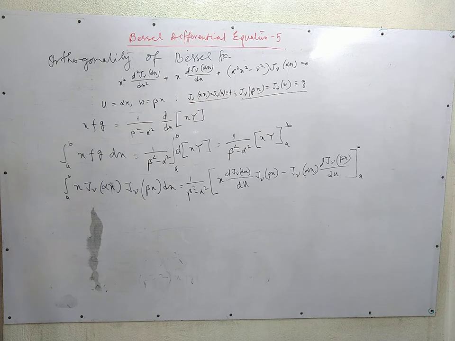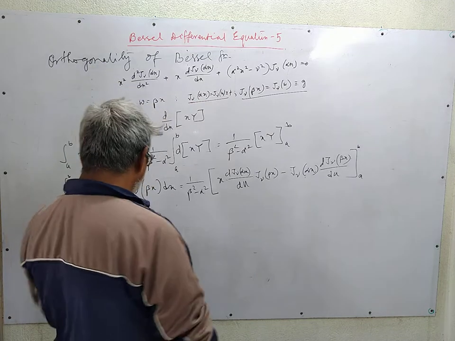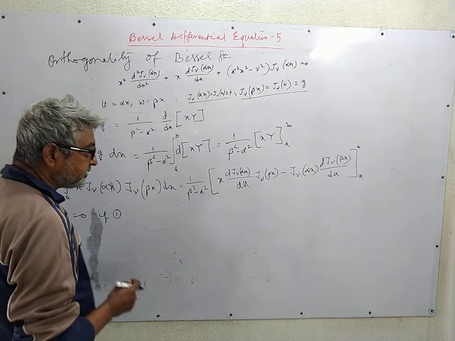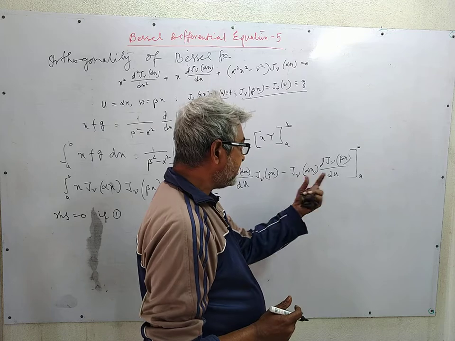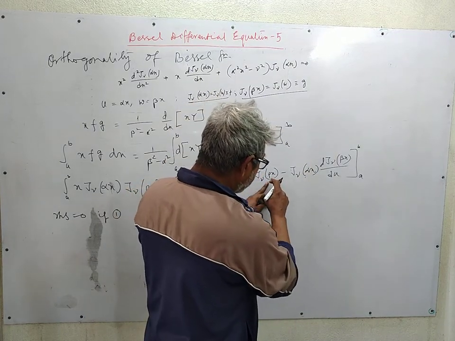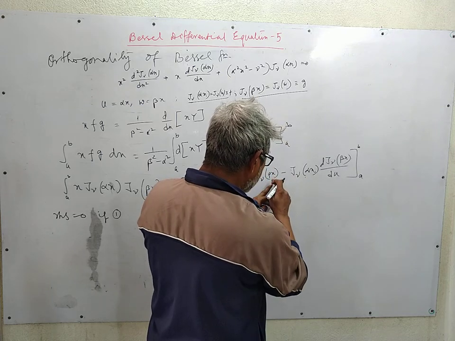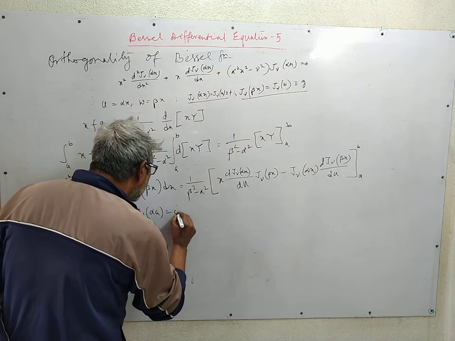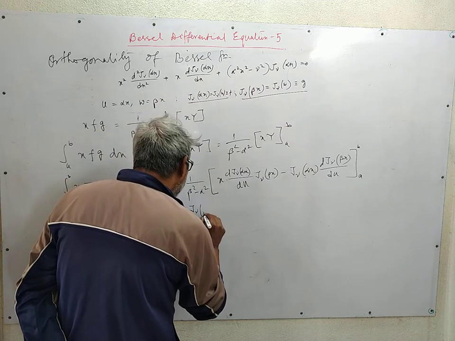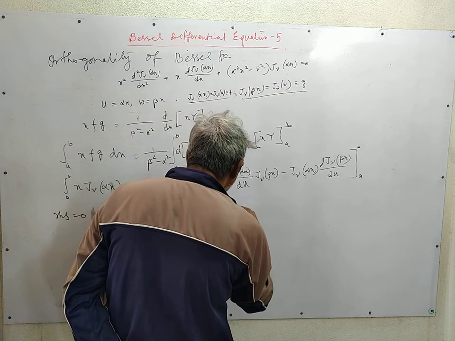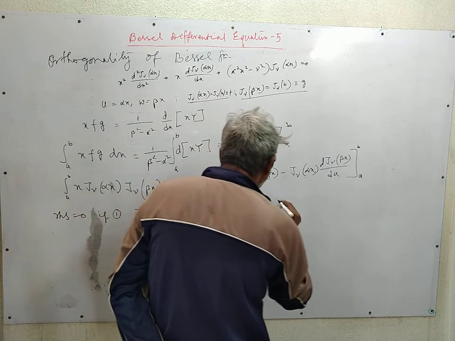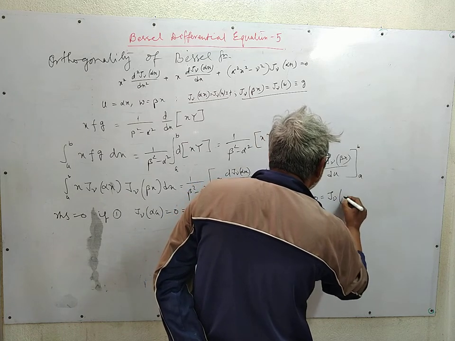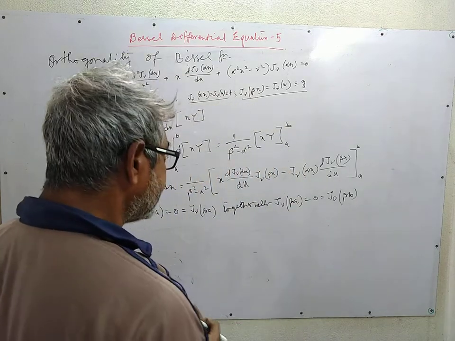Now the right hand side can be made equal to 0. The right hand side is equal to 0 if, alternative 1, the function vanishes at the upper limit. So at the upper limit, this term is beta b, this is alpha b, and at the lower limit it is beta a and alpha a. So J nu of alpha a is equal to 0 is equal to J nu of beta a, together with J nu of alpha b is equal to J nu of beta b. If this is 0, then the right hand side is 0.